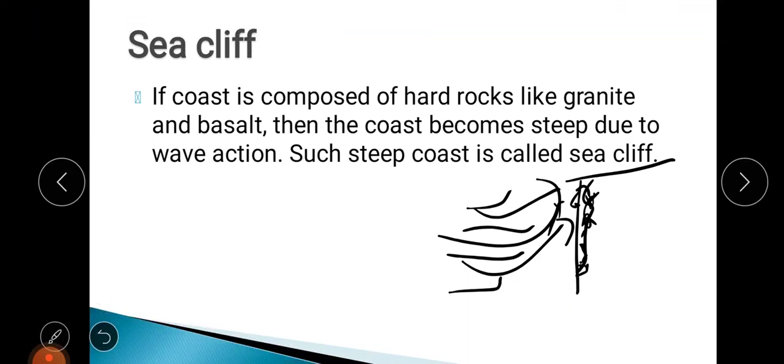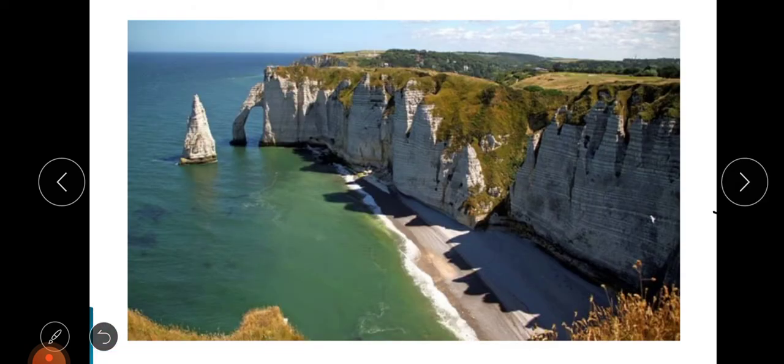Okay, and they take the form of a steep, like this steep, conical steep. These are called your sea cliffs, which are found near your coastal area. So here you see one picture, this is a sea cliff, and these are also sea cliffs, which are formed when the waves strike and it becomes steep.